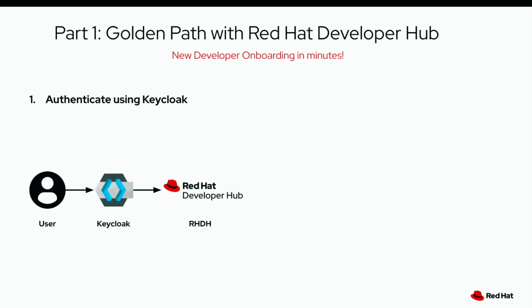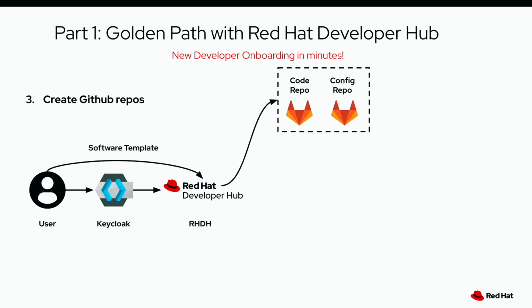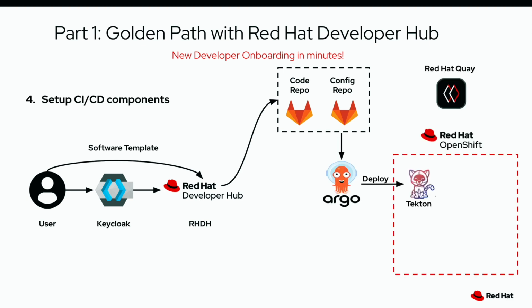So in this demo, Kevin wants to start working on his Quarkus application. Red Hat Developer Hub will authenticate him using the Keycloak plugin. Then Kevin will choose the Golden Path template for his component. Red Hat Developer Hub will kick things off by creating a code repo for the app and a separate configuration repo for the GitOps operations. Then it will set up Argo CD and Tekton.